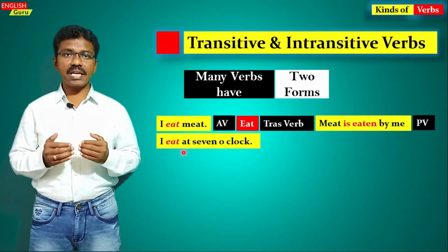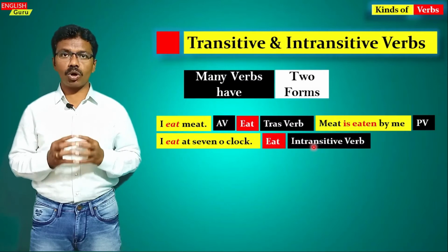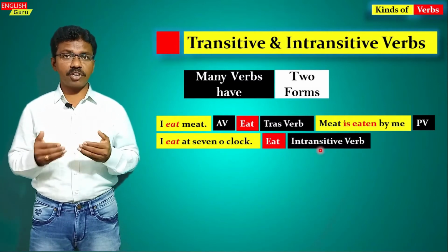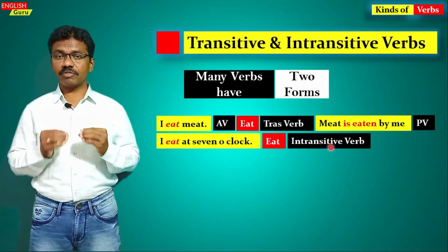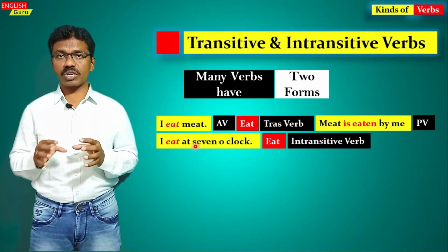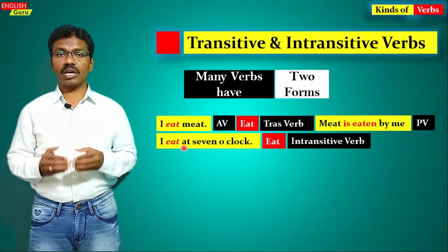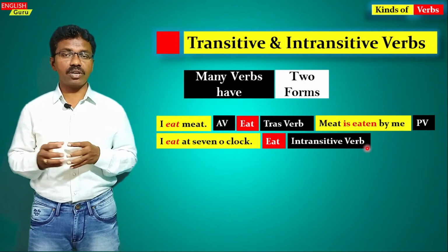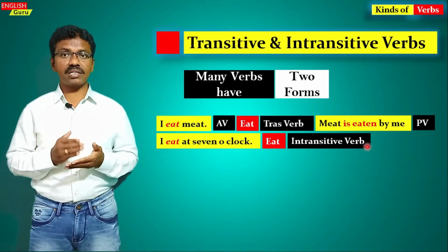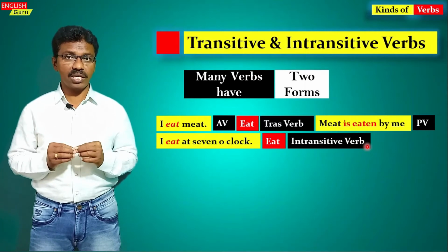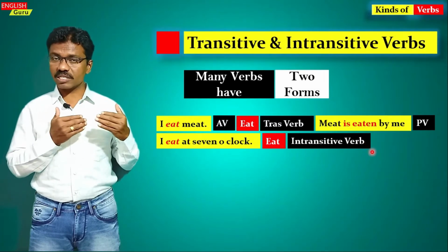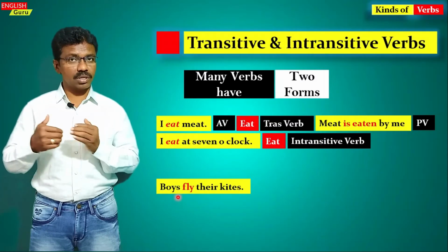Whereas if you say I eat at 7 o'clock, here also eat is a verb, but it is an intransitive verb because it is not taking an object. At 7 o'clock is not an object, it's a prepositional phrase. That's the reason eat is an intransitive verb in this sentence. So here eat can be used as a transitive verb and also as an intransitive verb.